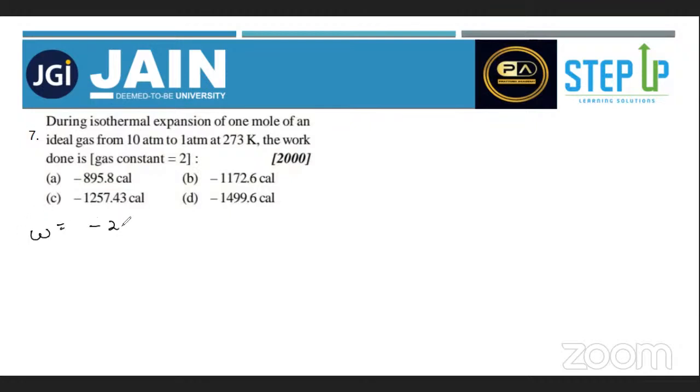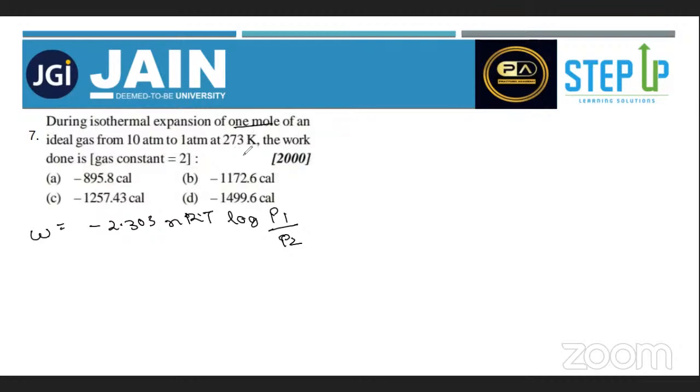W is equal to negative of 2.303 nRT log P1 over P2. And all the values are given to you. 1 mole is n. R, you will use 8.314.